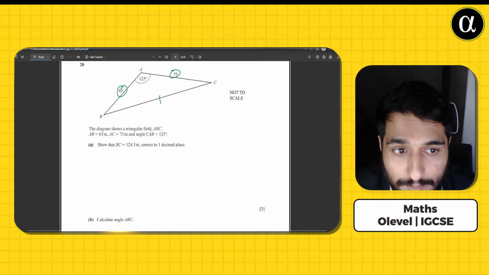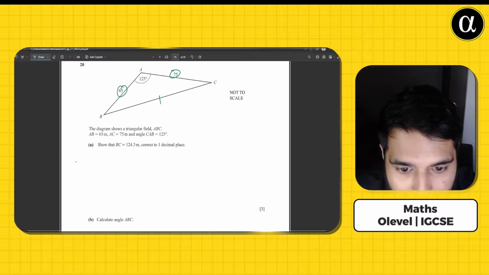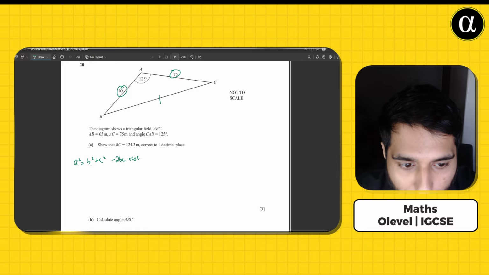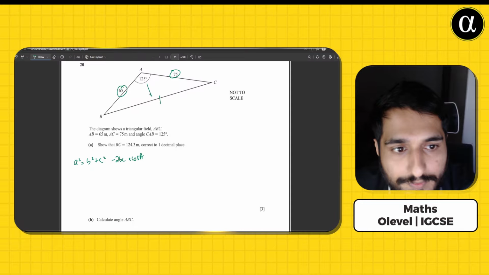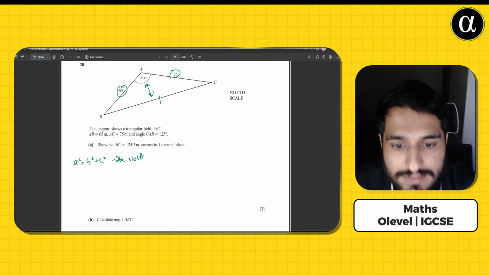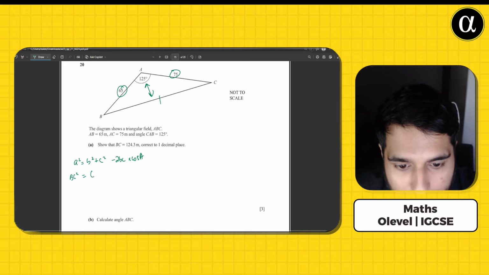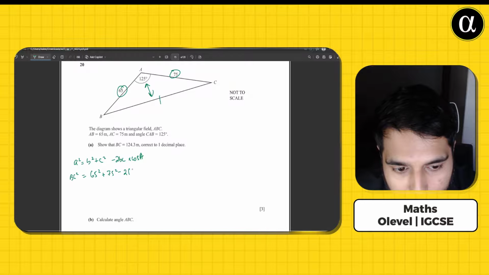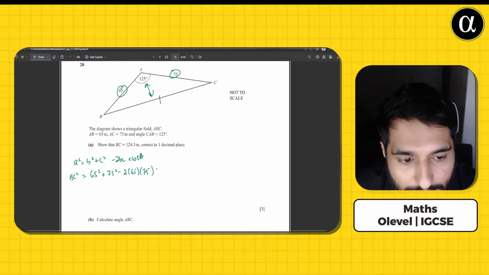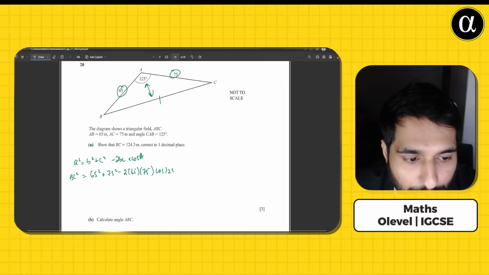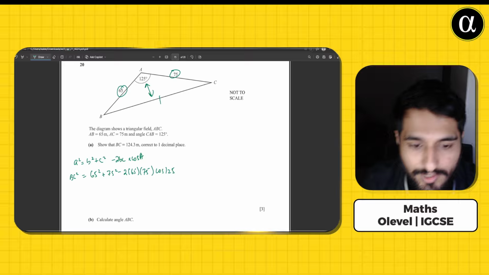That means we will have to use the cosine rule that states a square is equal to b square plus c square minus 2bc times cos of A, where the pair of the lengths and the angle is 125 and this length. So this BC would be here. BC square is equal to 65 square plus 75 square minus 2 into 65 into 75 times cos of 125, and whatever the answer is, you're going to take the square root of it.